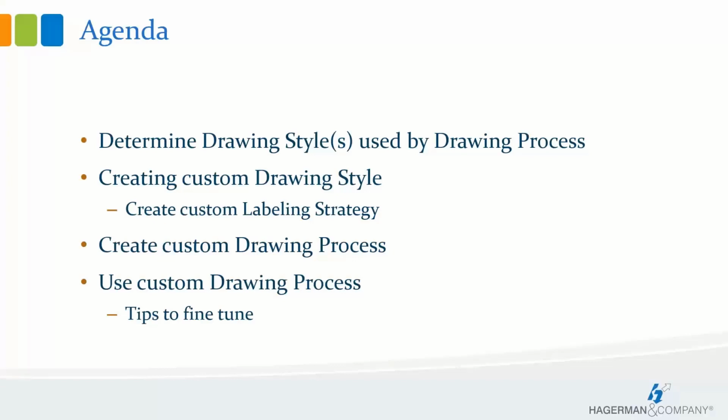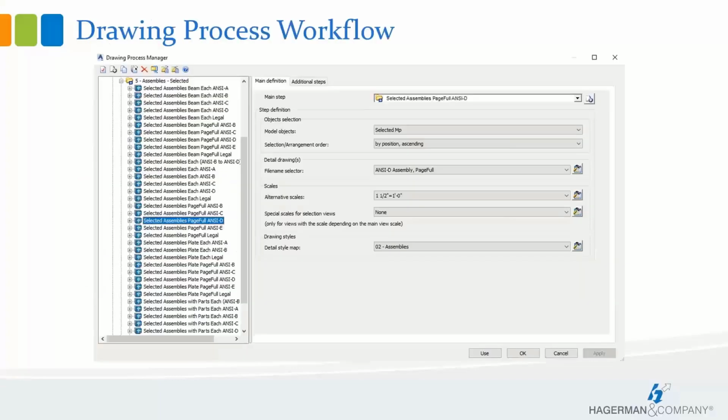All right, let's have a look at the overall workflow of a drawing process. When you run one of the drawing processes, a number of tasks take place in a sequence. First, the main step gets called. And this step contains all of the settings that are involved. The first setting of the main step is the step definition. This setting tells us what model objects will be the focal point of the drawing.